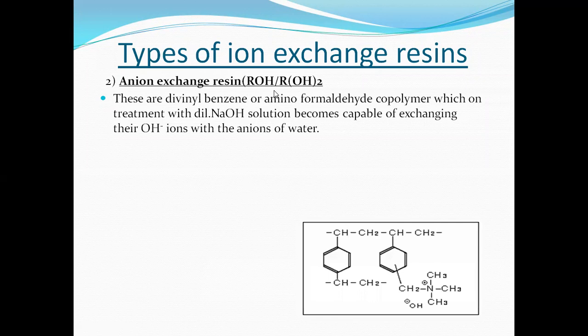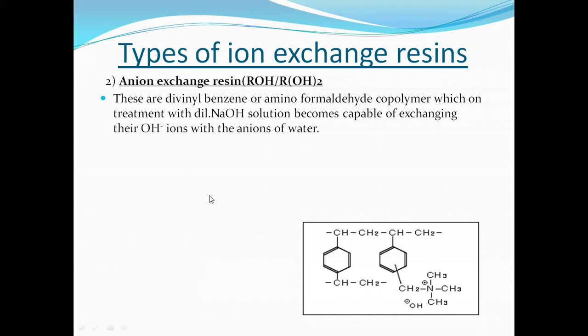Okay, so this is one example of the divinyl benzene polymer or resin, which you can see that there are OH minus ions attached to this. So we have treated this resin with NaOH. So OH minus ion has been attached. So this is alkaline. This is not acidic. This is alkaline. They also contain amino group. You can see N group is also there. OH minus ions groups are there.